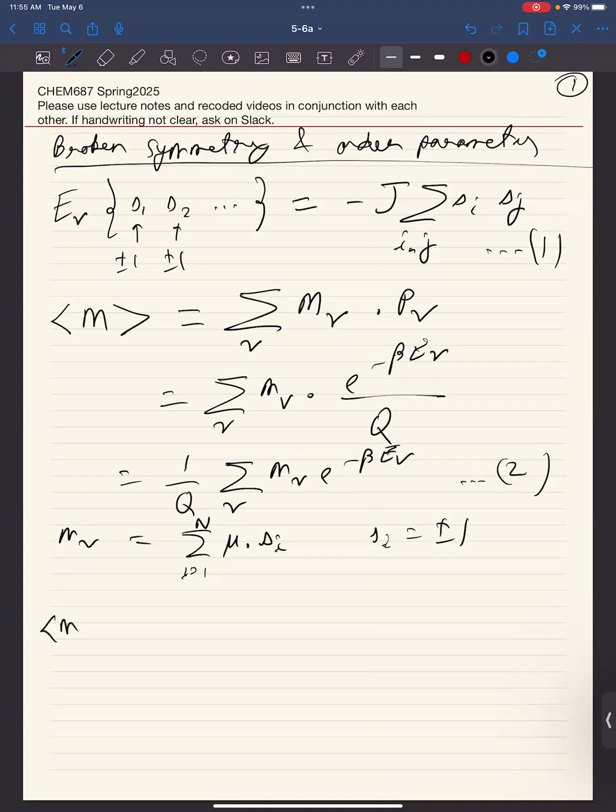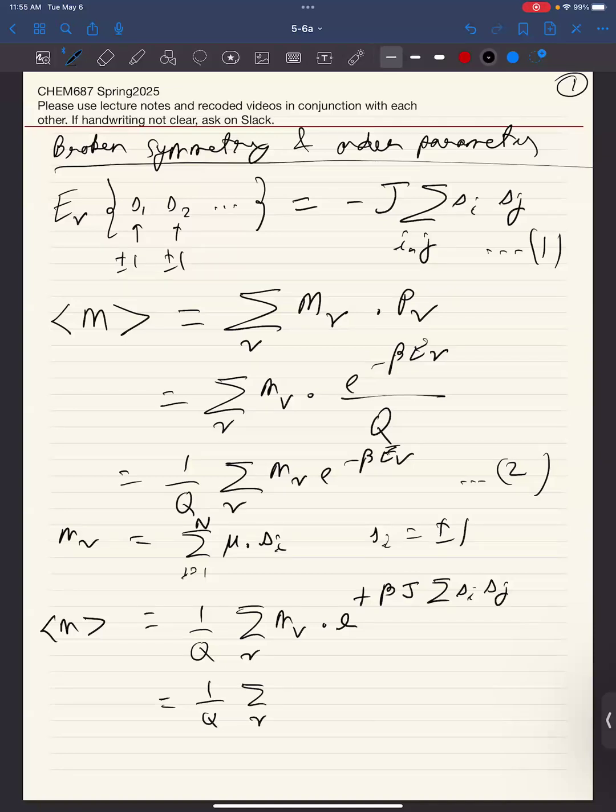Given this, if I put equations 1 and 2, what I'm going to get for the average magnetization will be 1 over Q, summation over nu, M_nu, and now this e to the power minus beta will become plus beta J summation S_i S_j, right? And let's write down the value of M_nu here. What is M_nu? M_nu is summation i equal to 1 to n. Let's put mu outside, that is just a number, S_i multiplied by e to the power plus beta J summation S_i S_j. Okay, so here's the puzzle.